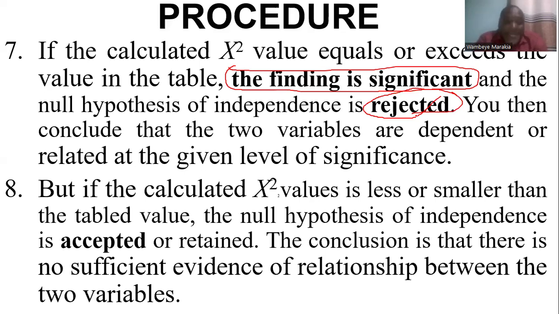Also very important: if the calculated chi-square value is less than or smaller than the value in the table, then the null hypothesis of independence is accepted. This means that the finding is not significant. And the conclusion is that there is no sufficient evidence of a relationship between the two variables.